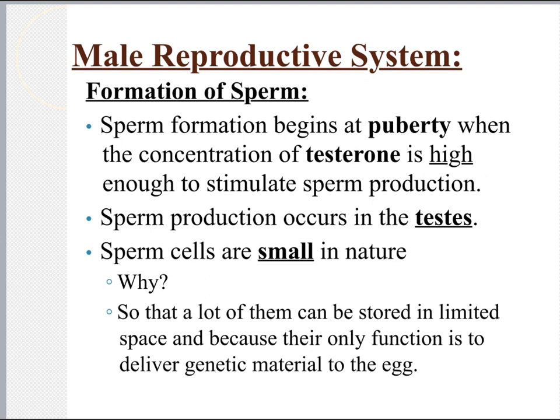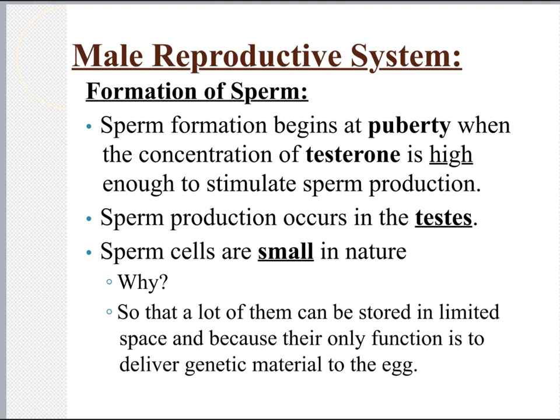So we start with the formation of sperm. Hopefully you guys know that sperm formation starts at puberty. When your body goes through puberty, testosterone begins to get into higher levels of production coming from the testes. So the actual hormone testosterone is coming from the testes. The testes are the sex organs, not the penis, okay? Just to make that clear.